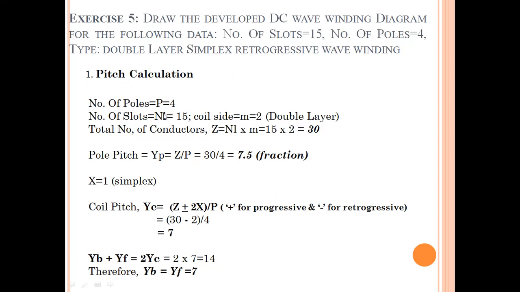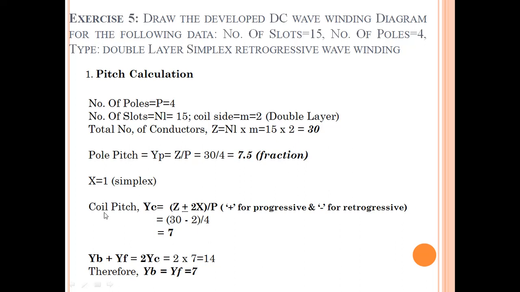Number of poles P is 4, number of slots is represented by NL, that is 15, and coil sides per slot, M, equals 2 because it's a double layer. Therefore total number of conductors Z equals 15 into 2, so we will have 30 conductors. Coming to the pole pitch, YP equals Z by P, 30 divided by 4 is 7.5. Remember, it is a fraction. Do not round it off now. I will explain later what we can do when we get a fractional pole pitch. Further, x equals 1 because it is a simplex.